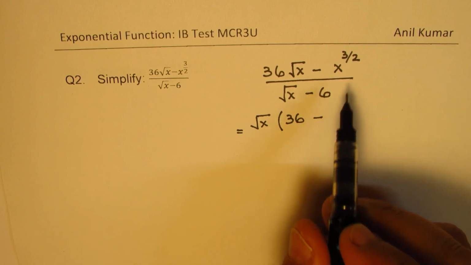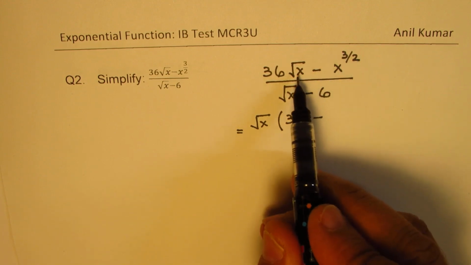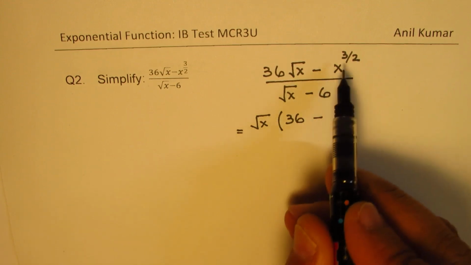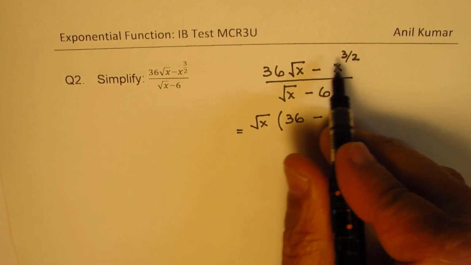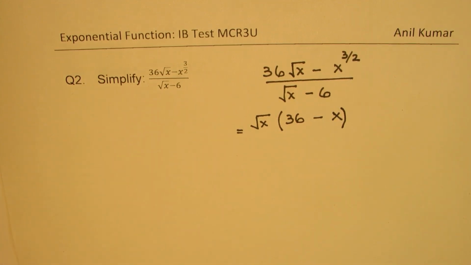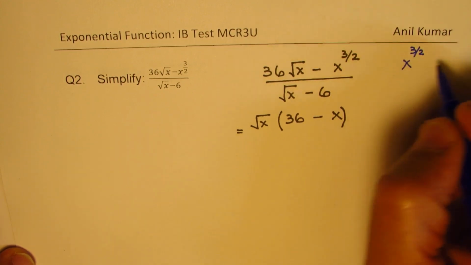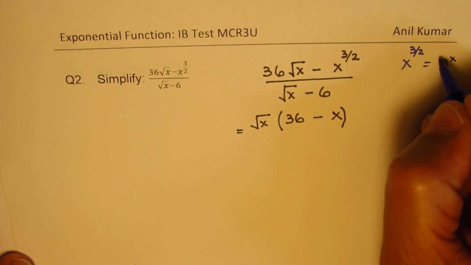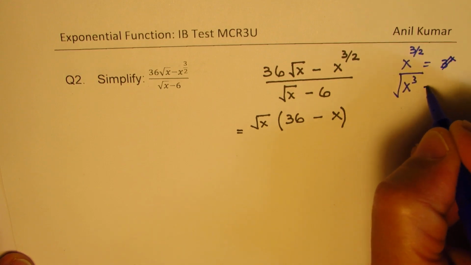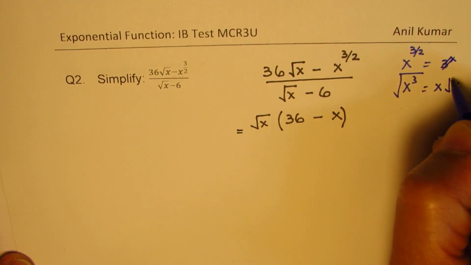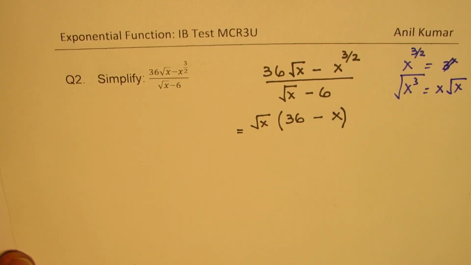Now to look into this term, you could actually see that x to the power of 3 over 2 is like 1.5, and this is 0.5. So when you have factored, you are left with 1, correct? So it is 36 minus x. So there are different ways of looking into it. One way to look into x to the power of 3 by 2 is, of course, x cube and then square root. So that means it is x square root x, correct? So when we factored out square root x, we are left with x. That is kind of important to understand.